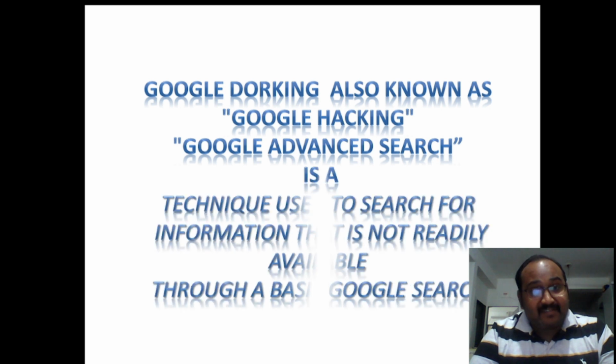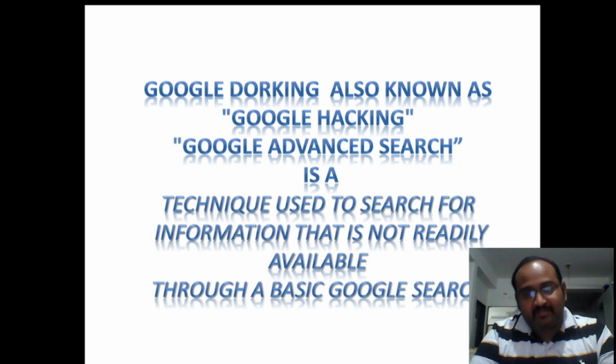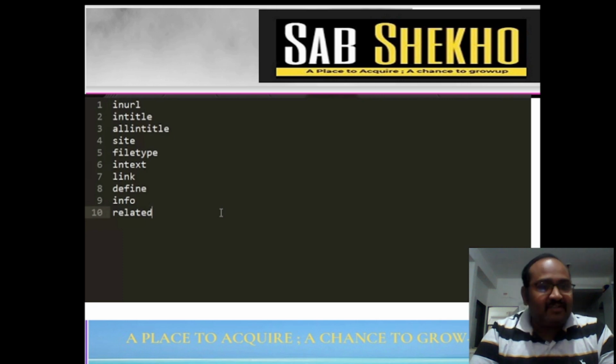Google advanced search is a technique used to search for information that is not readily available through the basic Google search. If we search with the basic Google search, we cannot find such kind of information, but with the help of these codes related to Google Dorks, most hackers use these codes for getting information from your web server directly. So let's start with some commands.